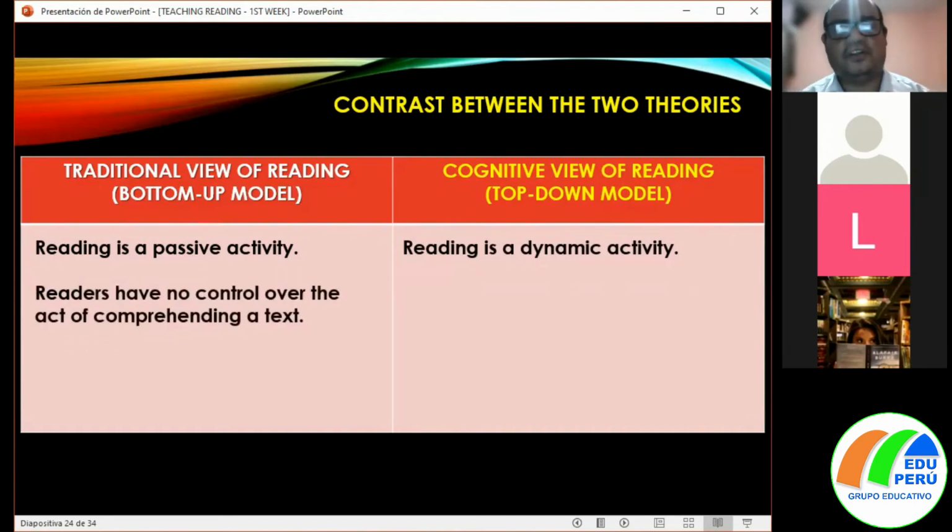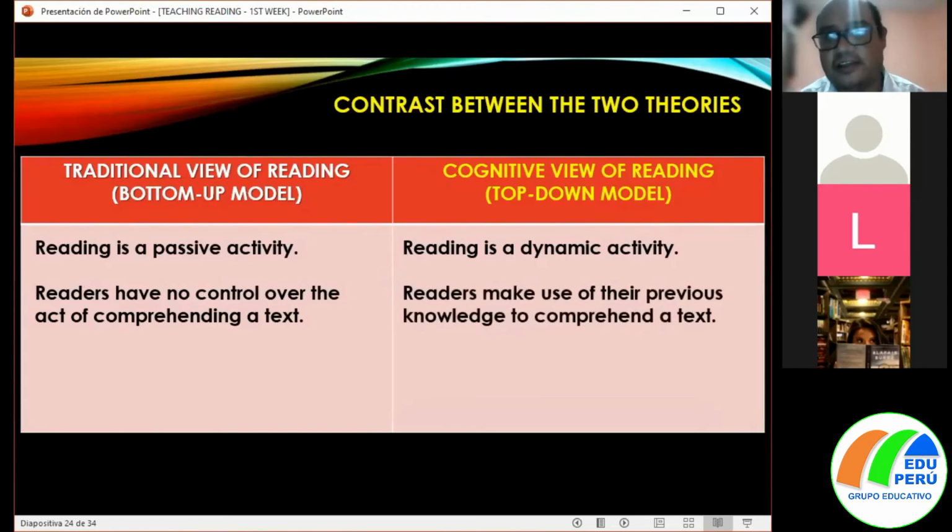In the bottom-up model, readers have no control over the act of comprehending a text. They are just, if you could say in some way, translators. You are going to identify the words, get the meaning, and that's it, and reproduce it. No more. They are not going to make hypotheses, no inferences. They are not going to create anything. Just transmit what you read, and then you reproduce it. They don't have control over the act of comprehending a text.